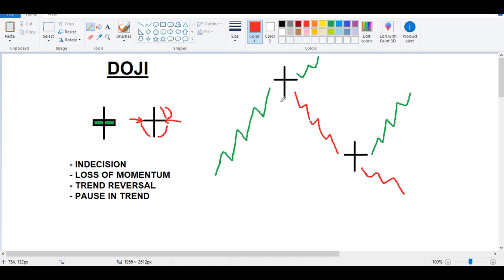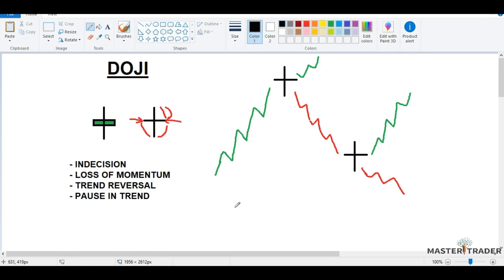Now dojis are known for trend reversal. Generally they can be used as trend continuation patterns as well, but generally you would look at them as trend reversals. And keep one thing in mind, guys. We want to identify dojis only when we're at the top of the trend or at the bottom most of the trend. Not in between.